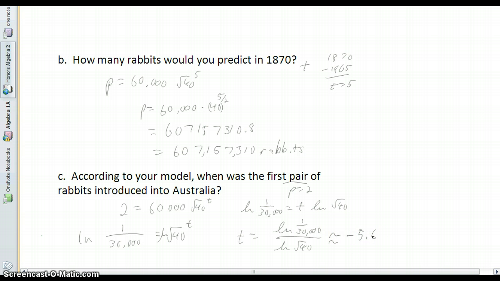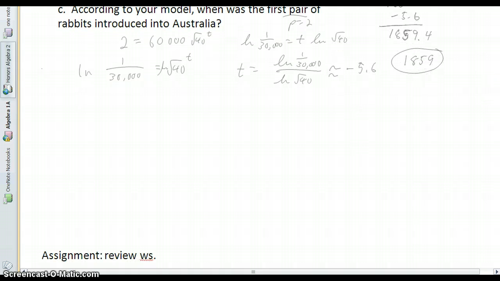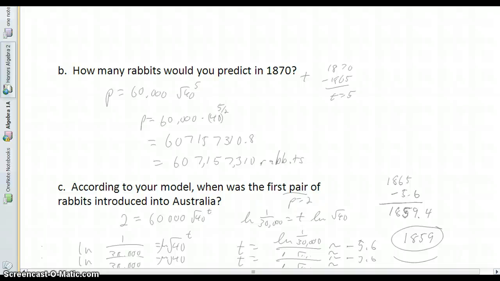So that tells us that it happened in a year previous to 1865. So if we take 1865 minus 5.6, we're going to get 1859.4. Now that just means it's 0.4 of the way through the year 1859. So what year is it? It's still 1859. And that will conclude our review of our exponential equation.